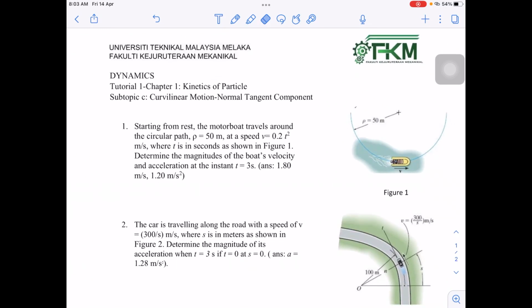All right, so let's say number one. We have the boats. A motorboat travels around a circular path with radius 50 meters, where the speed v is equal to 0.2 t squared, where t is in seconds. Determine the magnitude of the boat's velocity and acceleration at t equals 3 seconds.